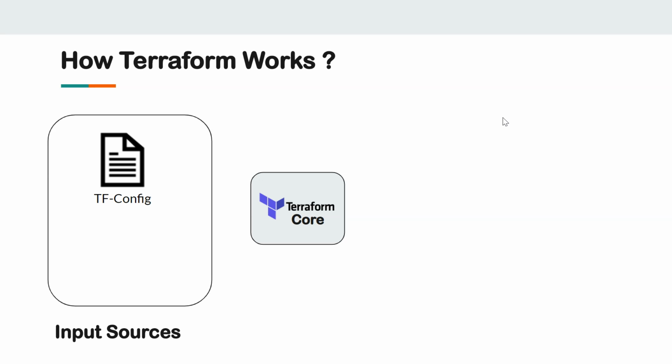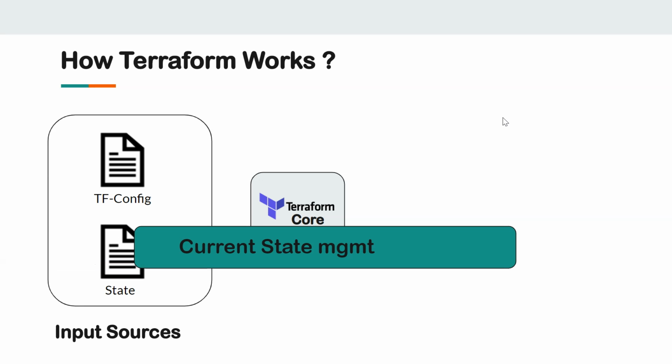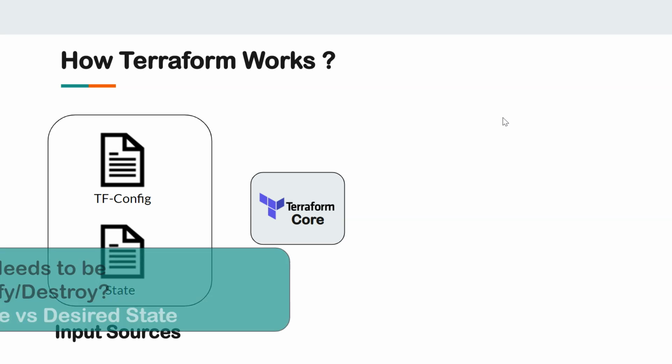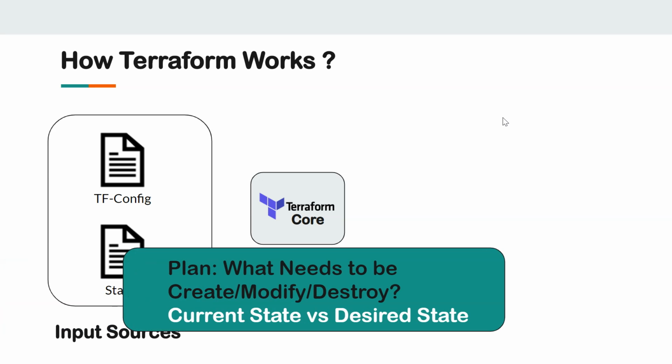The second part is the state file. This state file keeps the current state of my infrastructure, so basically it helps to maintain your state. Once I run my plan, it will identify what needs to be created, modified or destroyed. It will map my current state against the desired state.